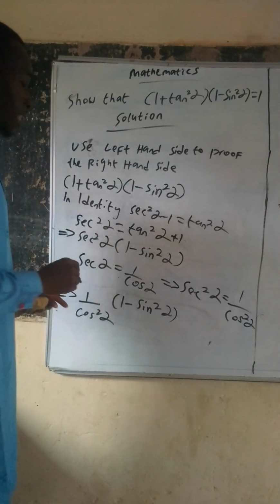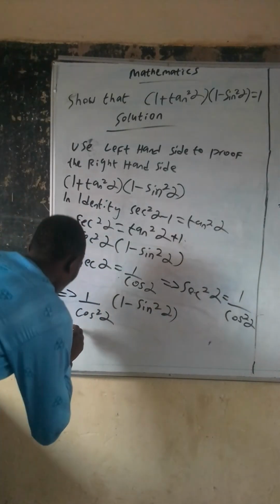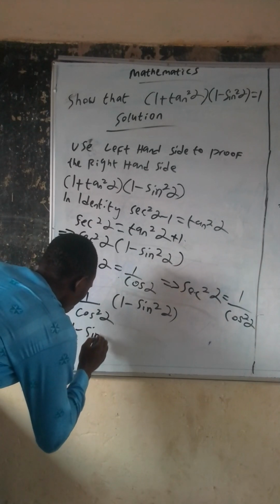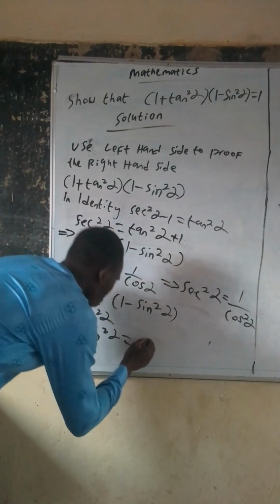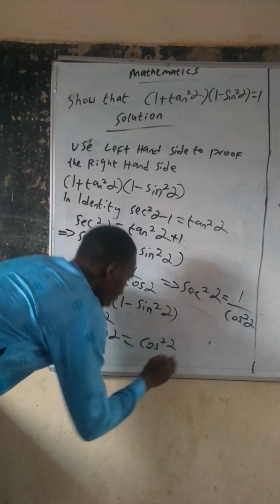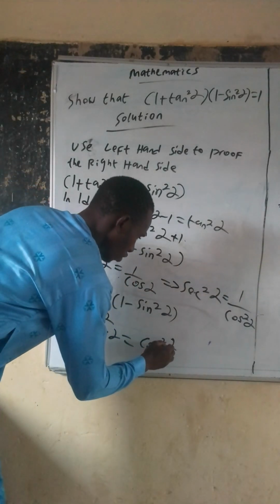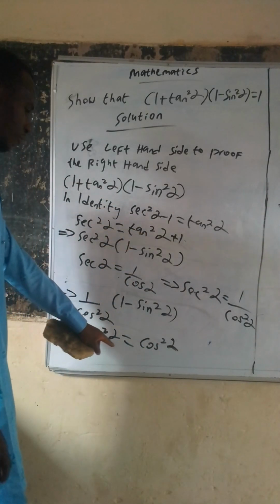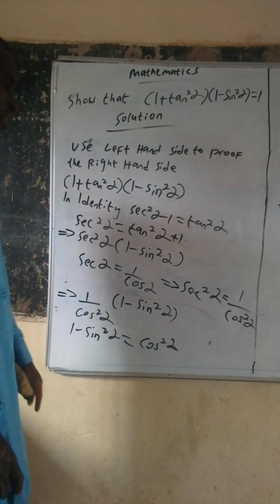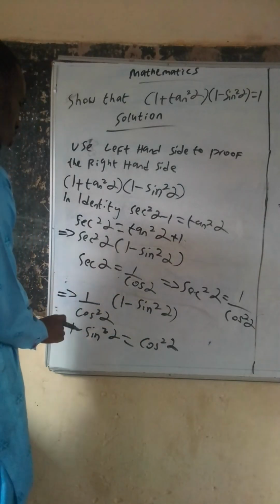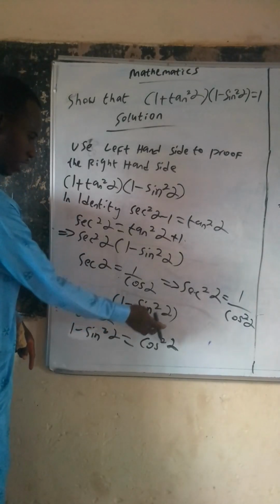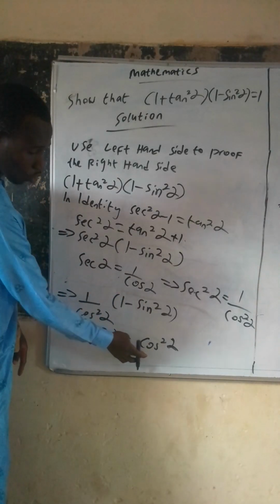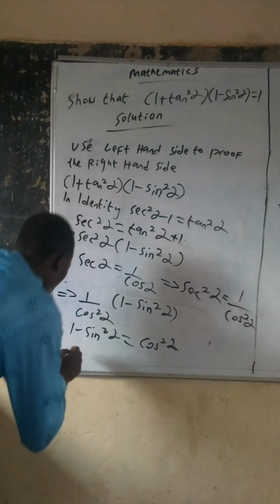Also in identity, 1 minus sine square alpha is equal to cos square alpha. Now, instead of this 1 minus sine square alpha, we are going to replace it with cos square alpha.